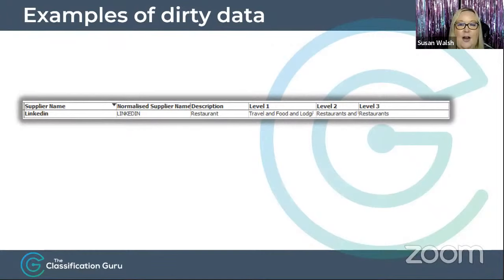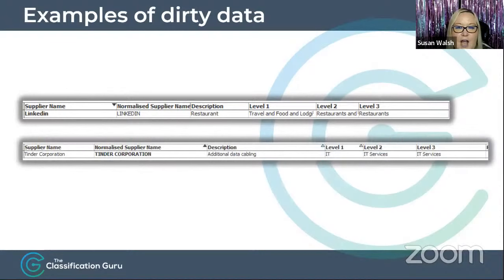And the same again for another example. Again, these are real life examples of data that I have worked with. I had a client who had Tinder Corporation as their supplier. Now, they're a well-known charity in the UK, and as soon as I saw it, I thought there's no way they would be paying money to Tinder, not even for advertising. And of course, then the description says additional data cabling. Now, a lot of our minds would automatically reject the description because we think we know who Tinder is. But actually, there's a Tinder Corporation Limited here in the UK, and they're an IT services company. So again, it's so important to use the context of the data.